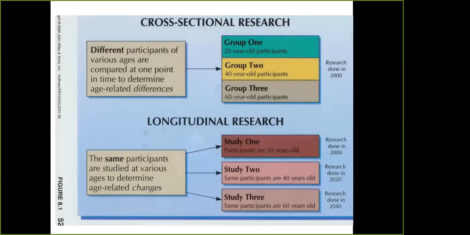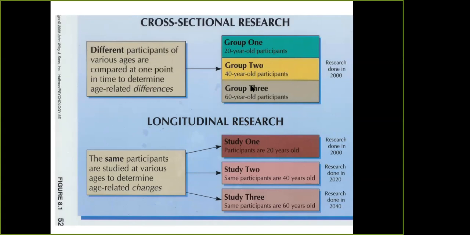So this picture just shows us an example of cross-sectional research. So here, this was done in the year 2000, and they wanted to compare participants of different ages. So in the same year, they went and got one group of 20-year-olds, one group of 40-year-olds, and one group of 60-year-olds. Now the problem is we don't know if these groups were different to begin with.